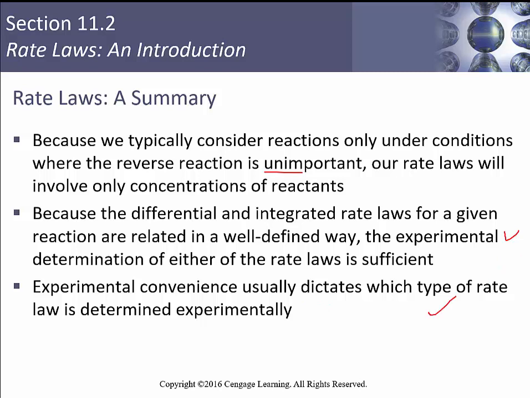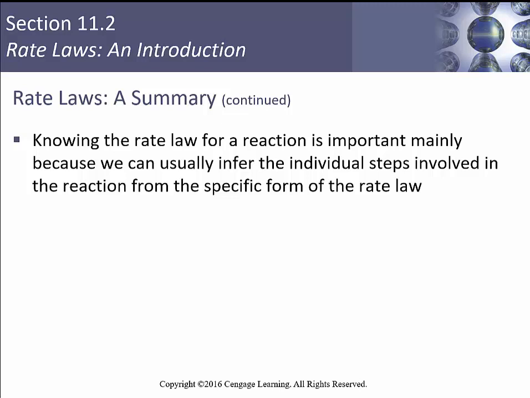And usually what we're going to see is that there's two ways to do it. One's called the method of initial rates, and the other is going to take a whole bunch of data and analyze the shape of the curve to figure out what the reaction order is. In PChem lab, we will do both of those if you stay along in the chemistry journey with me. But knowing the rate law for a reaction is important mainly because we can usually infer the individual steps. So from our rate laws, we can often figure out stuff about the mechanism that that particular reaction undergoes.